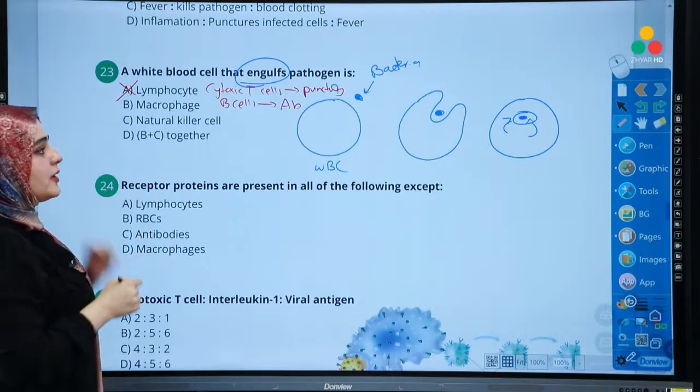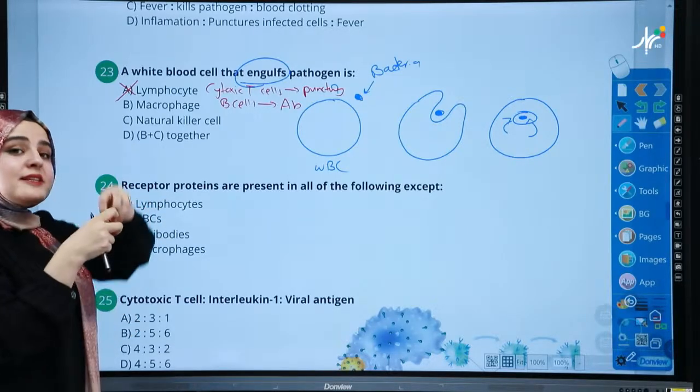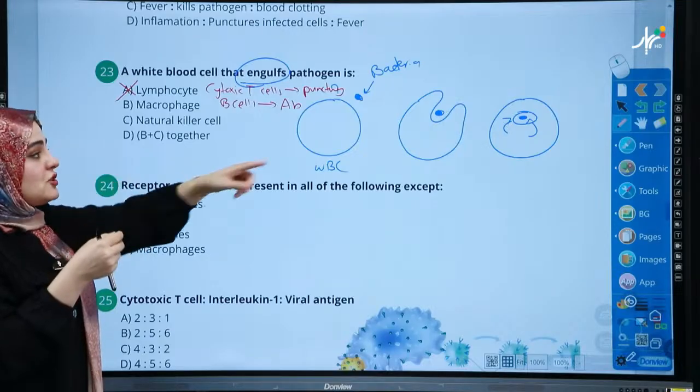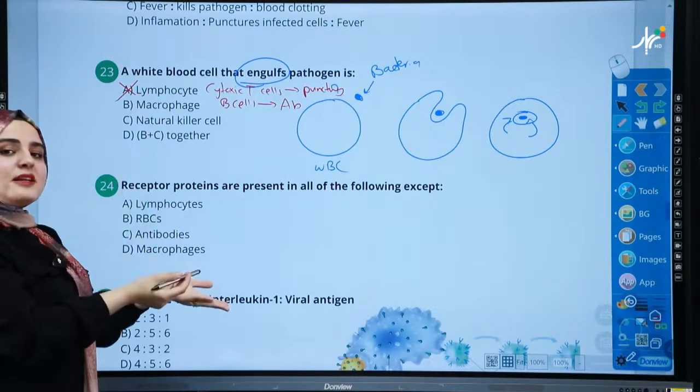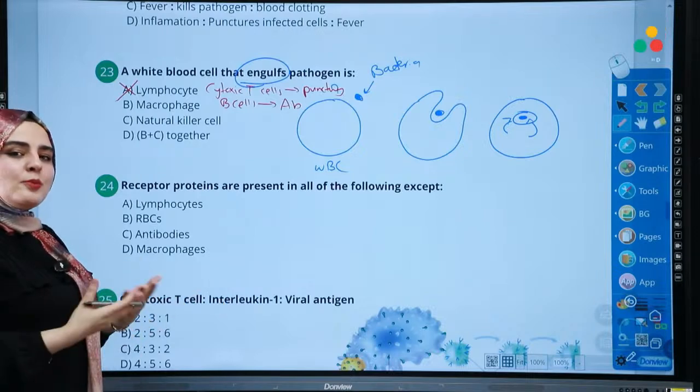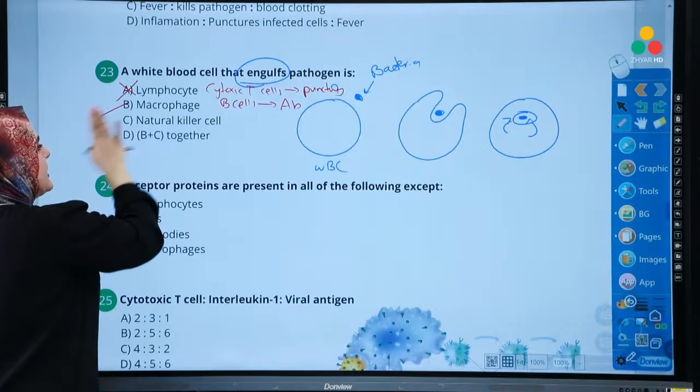Macrophage is actually doing the engulfment, it is the biggest one, and it engulfs and also presents the antigen of that bacteria or virus on the surface. That's how the cell-mediated and the humoral immunity start. So this is right, but we're going to keep checking.